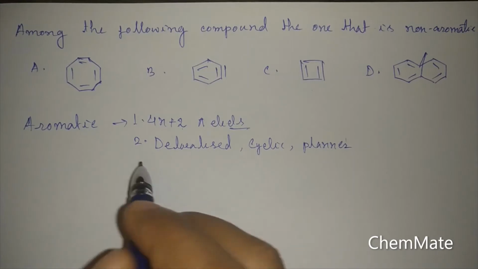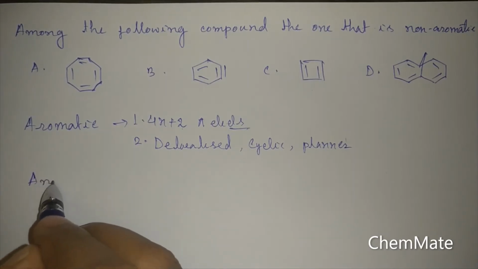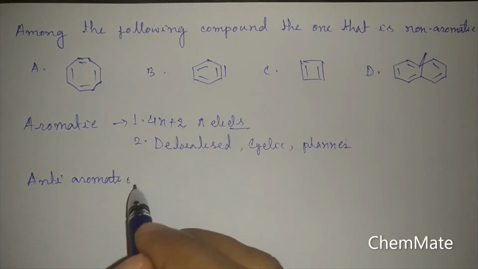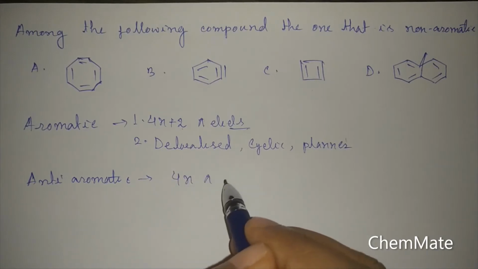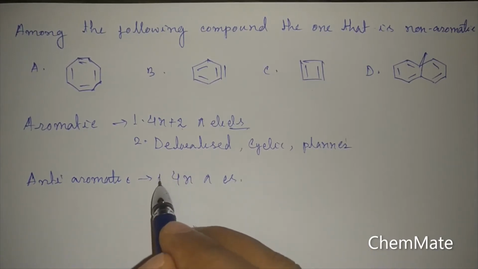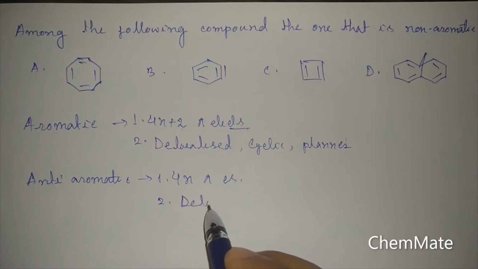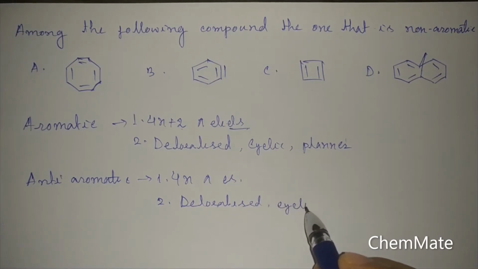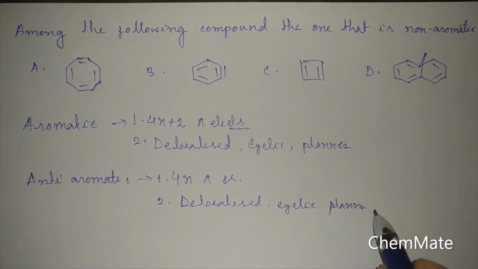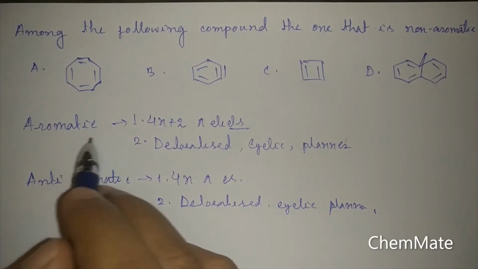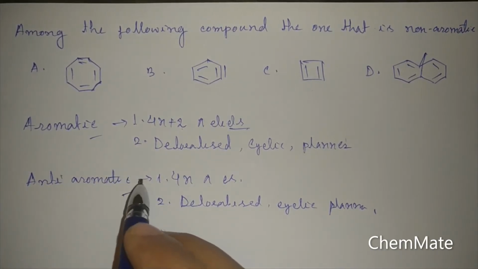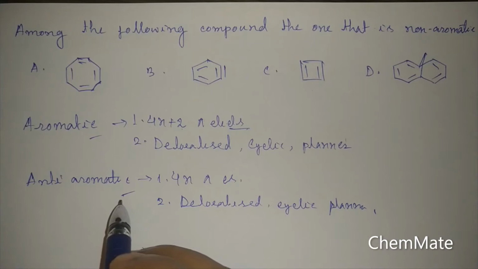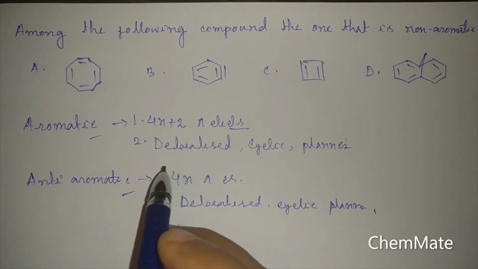It must be conjugated, whereas anti-aromatic is 4n pi electrons, delocalized, cyclic planar. An aromatic compound is a very stable compound while anti-aromatic is a very unstable compound. But non-aromatic compounds are neither very stable nor very unstable.